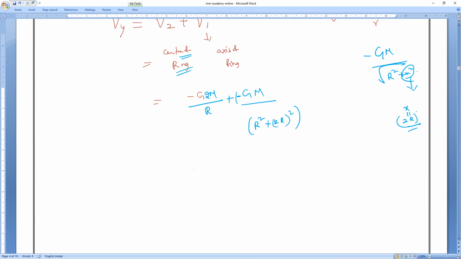So this is Vy. So Vy, we got it. If you want, you can simplify further. So what else will come? Minus 2Gm divided by r. Next, this one is minus of Gm divided by r square plus 2r square. So do this one next, the same way.